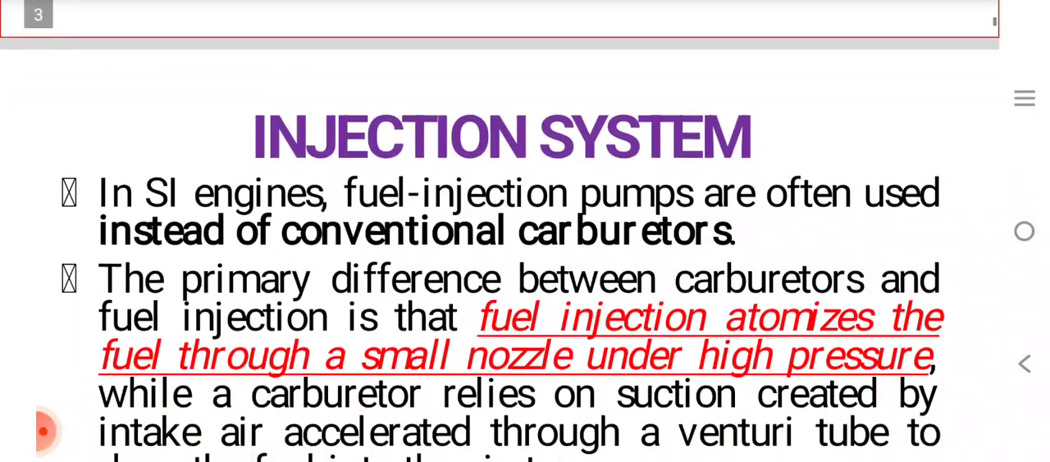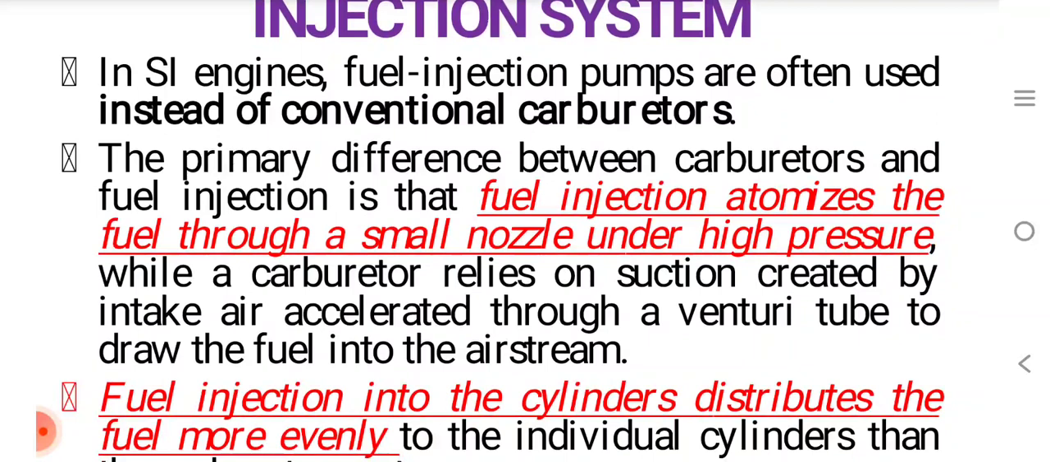And the second topic is the injection system. In SI engines, fuel injection pumps are often used instead of conventional carburetors. The primary difference between carburetors and fuel injection is that fuel injection atomizes the fuel through a small nozzle under high pressure, while a carburetor relies on suction created by intake air accelerated through a venturi tube to draw the fuel into the air stream.